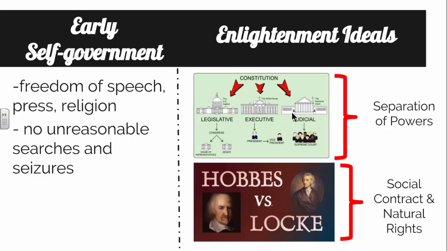And then from Hobbes and Locke, we take the social contract and natural rights. That says, because we are born as human beings, we have these natural God-given rights in our declaration, being life, liberty, and pursuit of happiness, and that those are protected by the government. So if the government doesn't protect those, we have the right as the people to overthrow it.